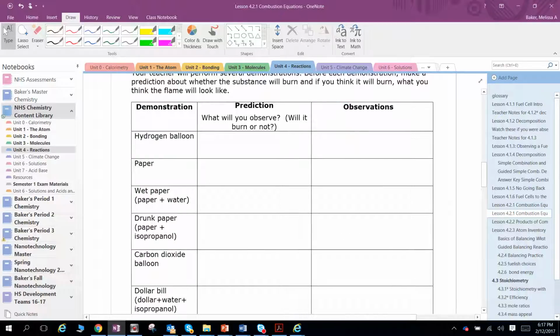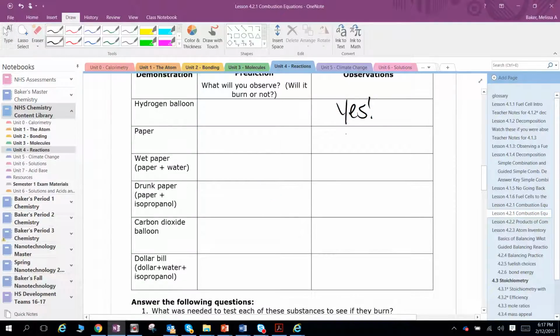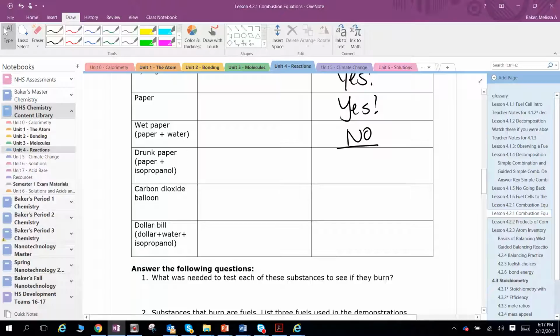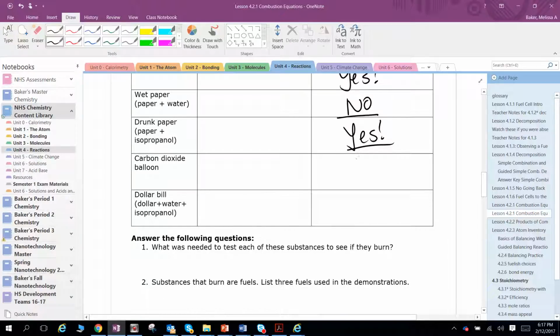Then we did some demonstrations. We lit a hydrogen balloon on fire, which was pretty flammable. We lit a paper on fire. Wet paper did not burn, again because water is so good at absorbing that energy. We dipped a paper in alcohol, and that burned much more vigorously than the paper alone. What we saw was the alcohol burned off first and then the paper. And then the carbon dioxide balloon did not burn, again because carbon dioxide is not a fuel.